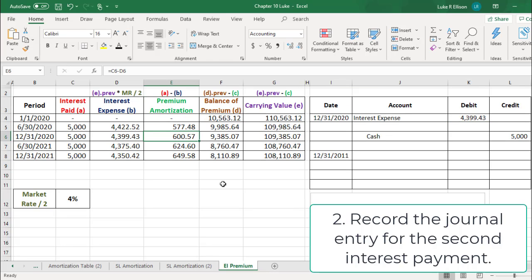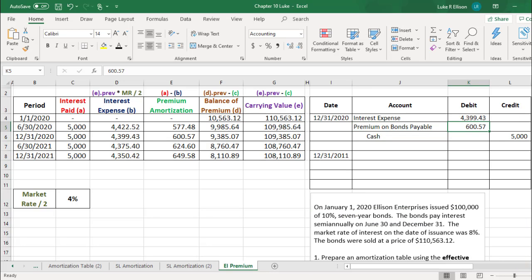And that's going to be for $600.57. And if you're not sure which side that's going to go on, you can tell right here that I still have to make up some difference on the debit side. So it's going to be $600.57 on the debit side, and the name of that account is the premium on bonds payable.